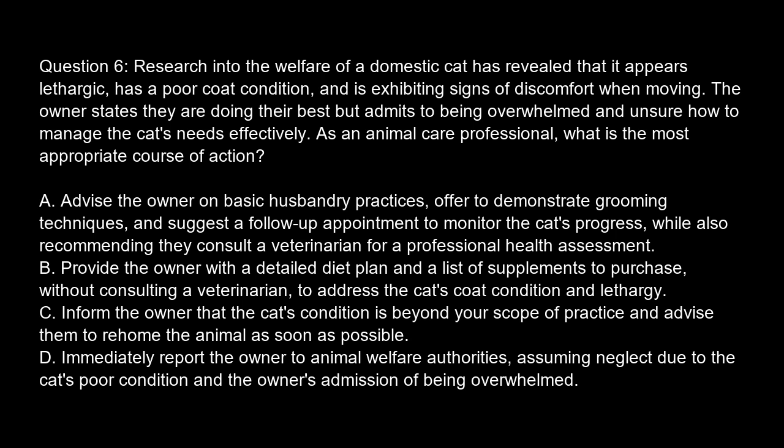Option A. Advise the owner on basic husbandry practices, offer to demonstrate grooming techniques, and suggest a follow-up appointment to monitor the cat's progress, while also recommending they consult a veterinarian for a professional health assessment. Option B. Provide the owner with a detailed diet plan and a list of supplements to purchase without consulting a veterinarian to address the cat's coat condition and lethargy. Option C. Inform the owner that the cat's condition is beyond your scope of practice and advise them to rehome the animal as soon as possible. Option D. Immediately report the owner to animal welfare authorities, assuming neglect due to the cat's poor condition and the owner's admission of being overwhelmed.